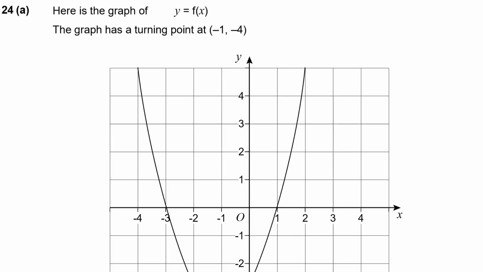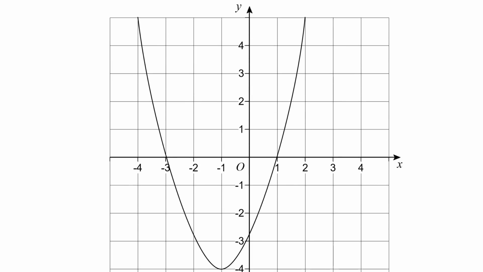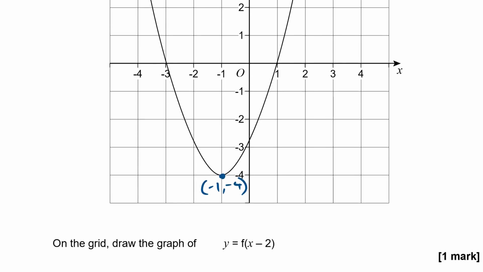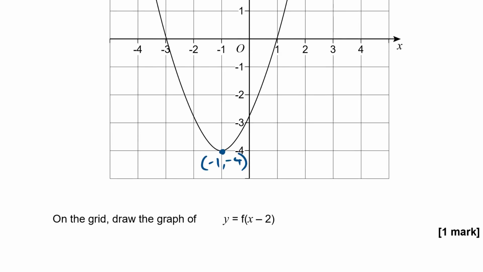Question 24 has a graph of y equals f of x, which is clearly a quadratic curve, and we're told that it has a turning point at -1, -4. This point down here is the turning point, -1, -4. Now on the grid, draw the graph of y equals f of x minus 2.